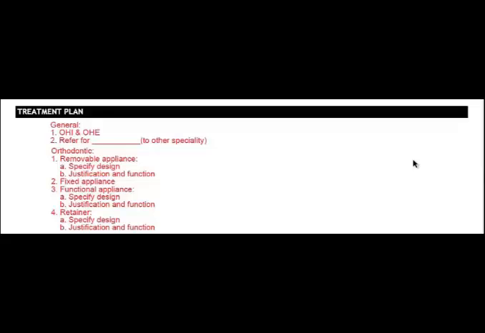For orthodontic treatment plan, you have to determine the appliance that is suitable for the patient based on the patient complaint and all the findings during the examination, whether the problem can be solved by using removable appliance, fixed appliance, functional appliance, or retainer. For treatment that requires removable appliance, functional appliance, or retainer, you need to specify the design, give justification and function of the components in the appliance.